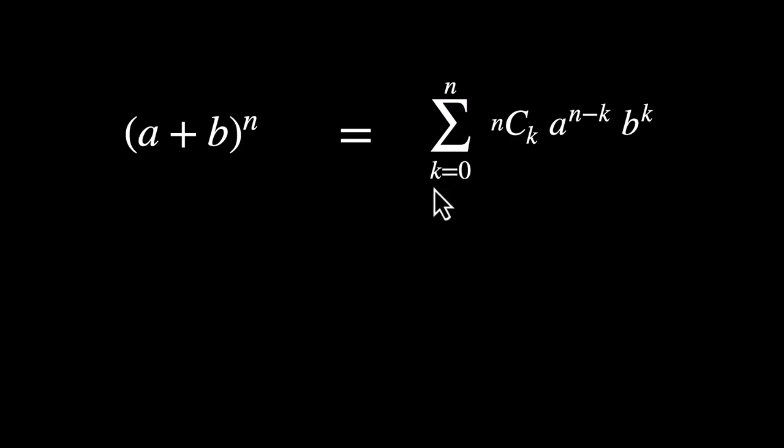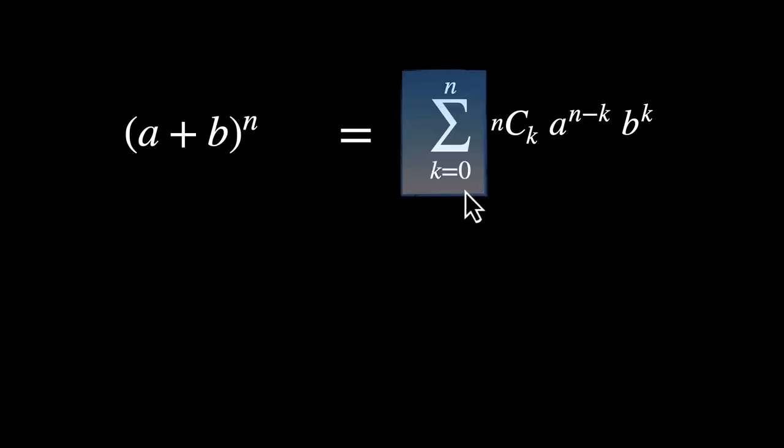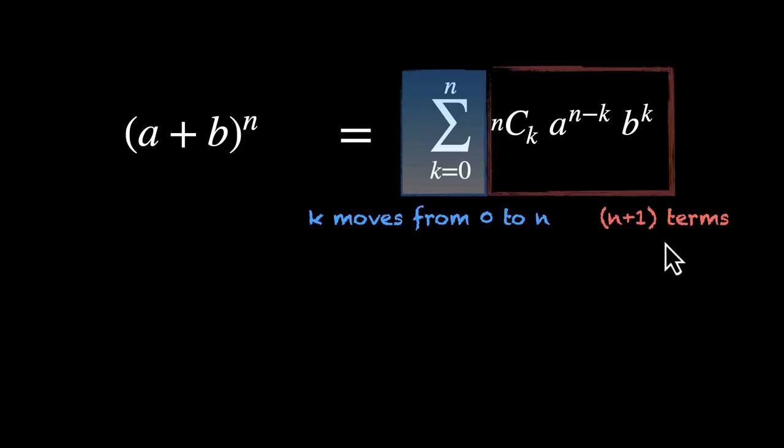This is the summation k equals 0 to n of nCk a^(n-k) b^k. What this means is we have a summation, which means we're adding a lot of terms. The summation is from k equals 0 to n, which means k moves from 0 to n. And for different values of k, we'll get different terms. How many terms do we get? Well, from 0 to n, we have n + 1 integers, which means we have n + 1 terms.